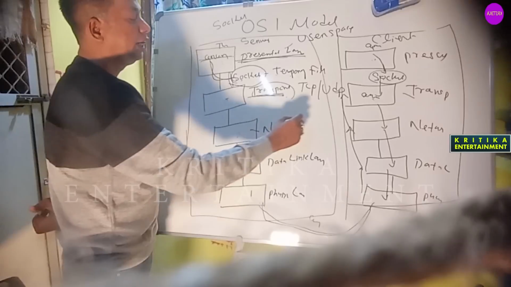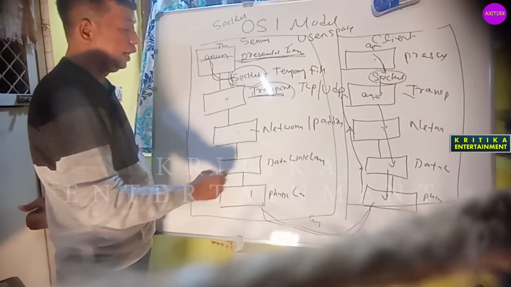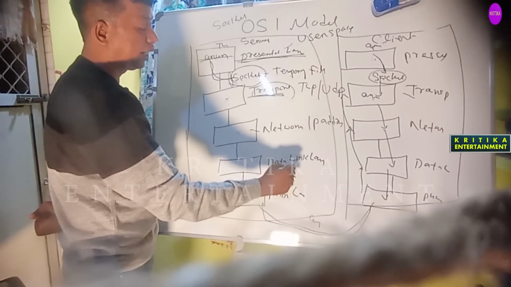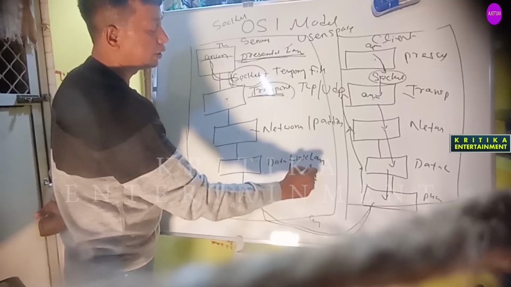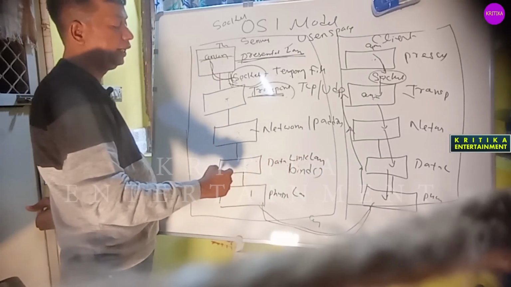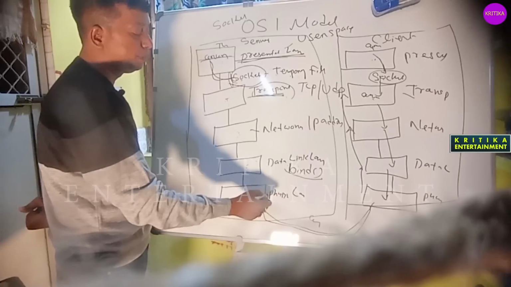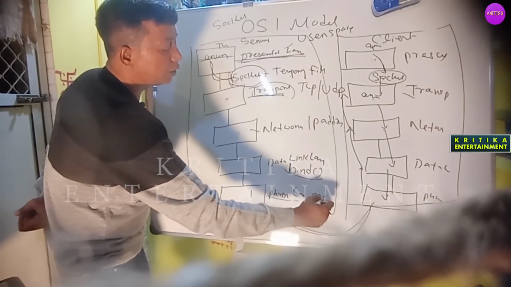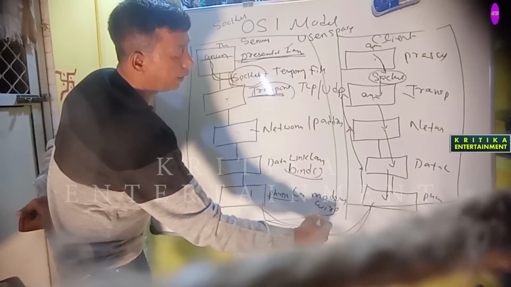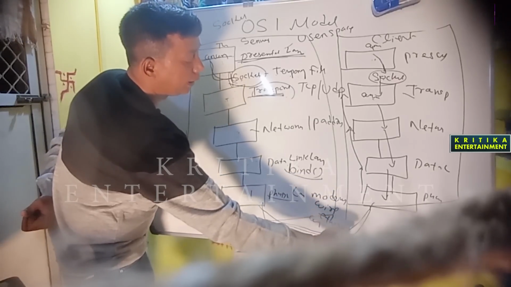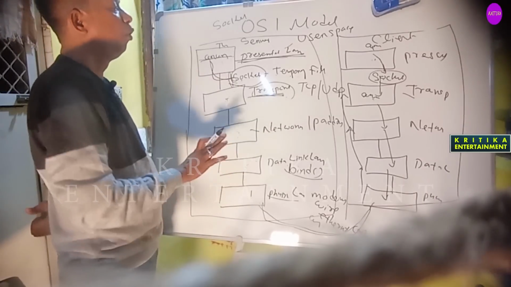Then the network layer contains the IP addresses. The data link layer links the data, so it uses the bind function, which I will explain later, to create a link between two processes. Then the physical layer contains your modem, wire or Ethernet card. This is called your physical layer. This is the structure of the OSI model.